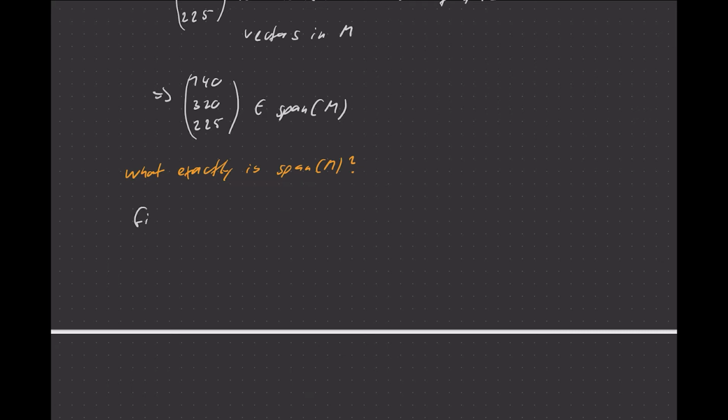So given an arbitrary vector, let's call that vector B. And obviously, the span of M is a subset of R3, because those vectors have three coordinates, they are in R3. So given an arbitrary vector in R3, is that contained in the span of M, or under which conditions on its coordinates is that vector contained in the span of M?